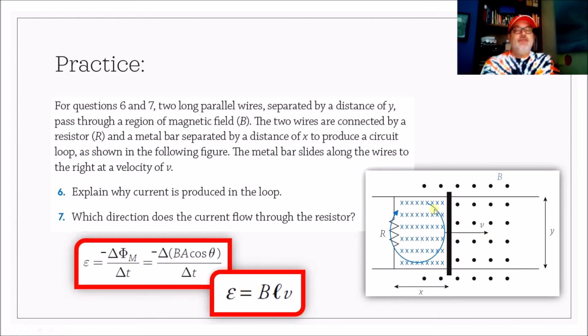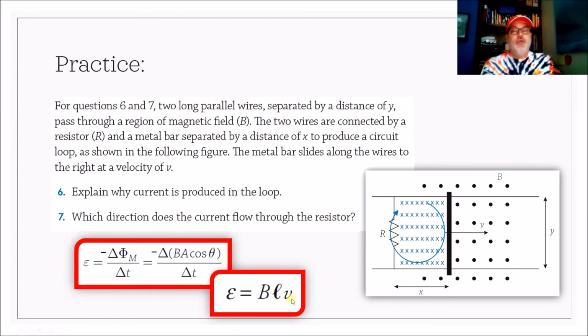But what's changing is the area. The area is this Y times this change in X, how much X is changing. So it's Y times change in X divided by time. Y is a constant, but X is changing. So change in X over time is the velocity. What we end up with is that this length right here, Y, times the velocity of this bar will equal the change in area over time. That's where this BLV comes from.